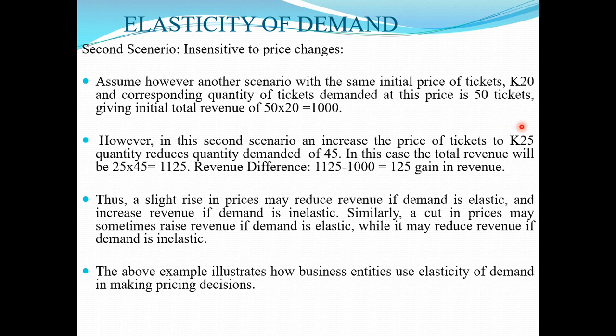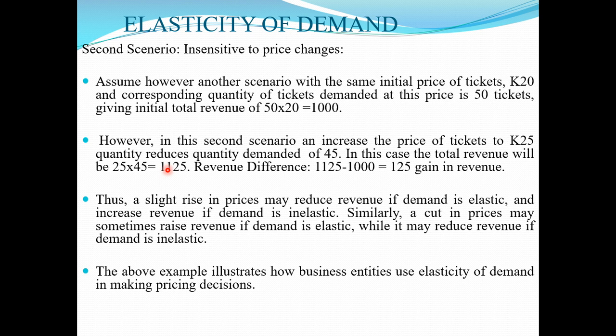Cool. So they increase the price to 25 kwacha, and quantity demanded reduces to 45. Initially, remember, when the price was 20, you could sell 50 tickets. Now you increase the price to 25, you can only sell 45. Let's see the mathematics. When you calculate total revenue, price times quantity, you find that you have 1,125 as the income. Initially, when the price was 20 kwacha, you could only make 1,000 kwacha.